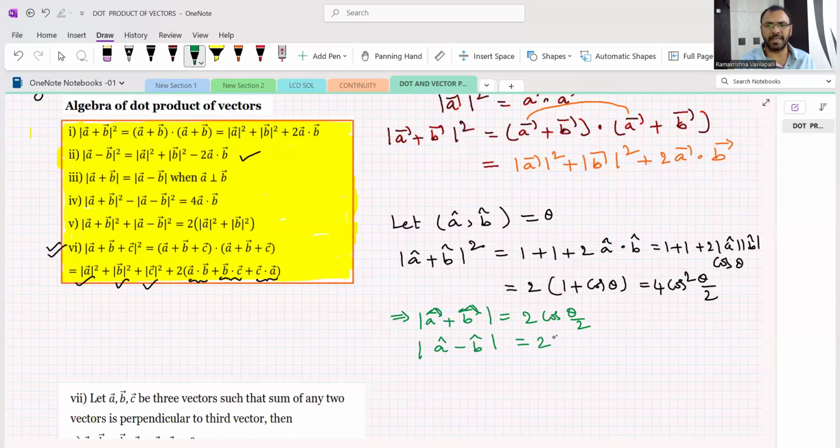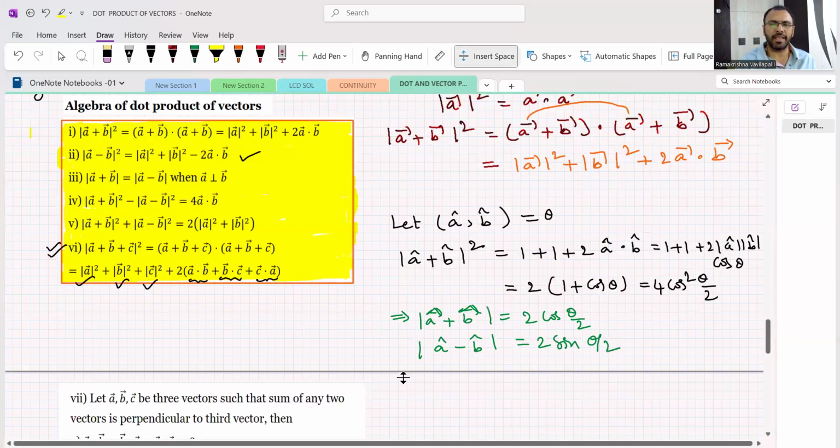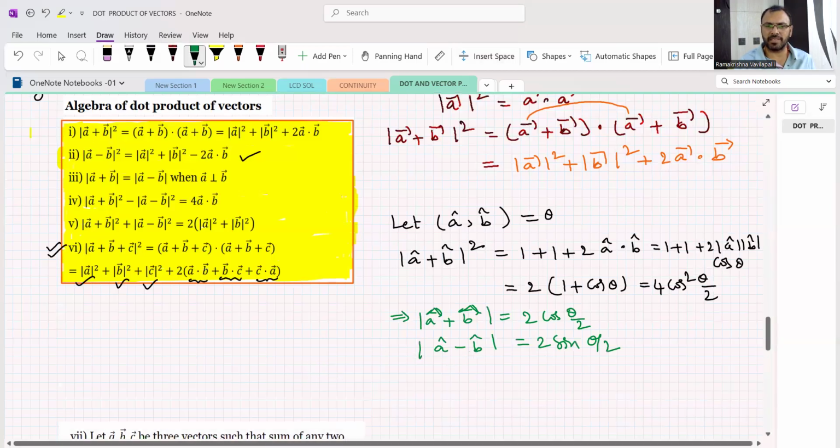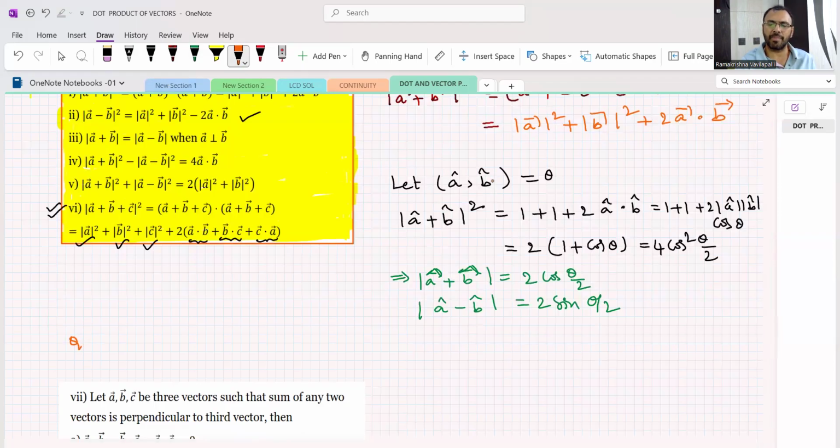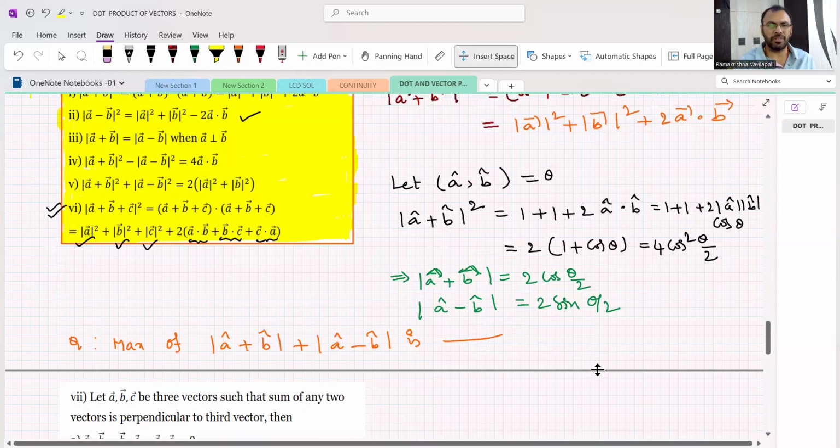You can write 2 sine theta by 2. We can create many number of questions based on these facts. For example, what is the question here? Under the same consideration that A cap and B cap are the unit vectors, the maximum of modulus of A cap plus B cap plus modulus of A cap minus B cap is dash. This is the question. So how do we do this question?